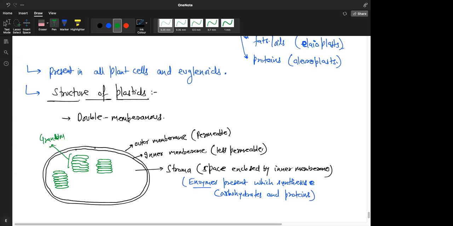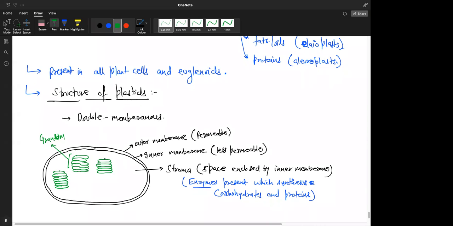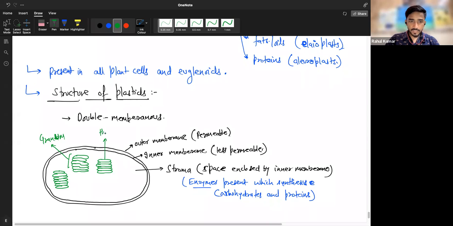The second thing which is confusing is the word thylakoid. This pile of many coins, one on the top of the other, is called grana. But this one disc, the membrane of this one disc, is called thylakoid membrane. Do you understand? So multiple thylakoid membranes stack together to form a granum. Multiple granum stacked together are called grana. Is it clear?